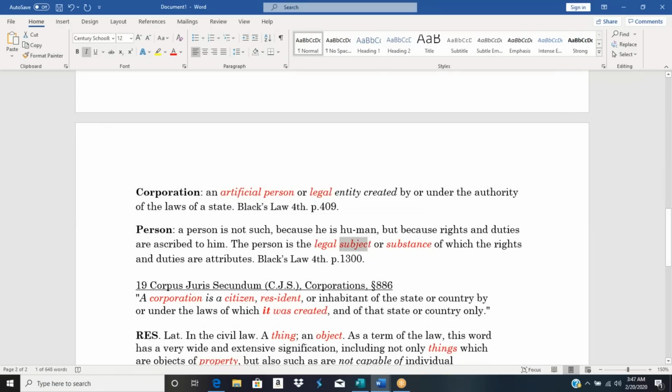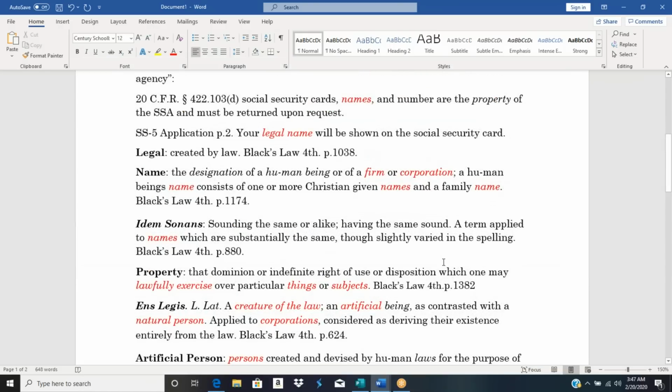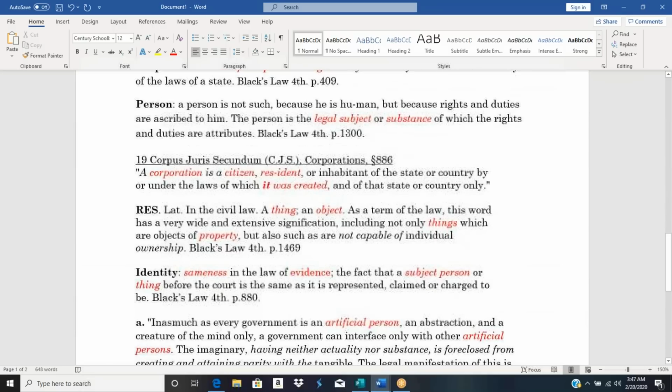One who owes allegiance to a sovereign and is governed by his laws. Substance, that which is not tangible. Okay? Those words, again, gentlemen, it's right here in front of you. All right? Let's keep it moving.